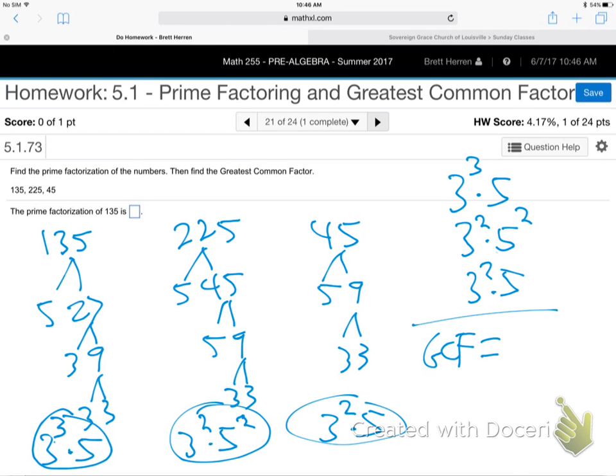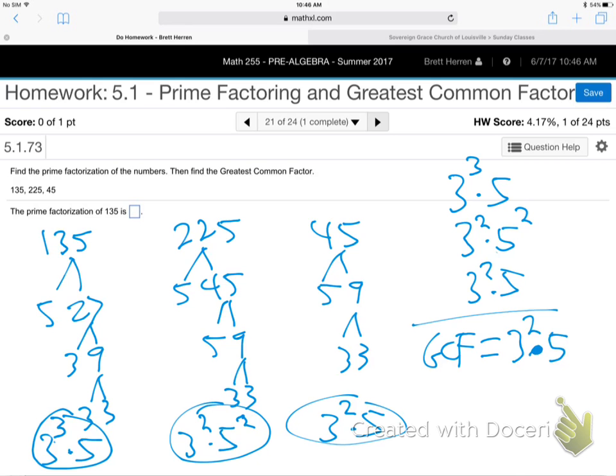What do all three have? 3 cubed, 3... Is it true that they all have 3 threes? No. Is it true that they all have 2 threes? Yes. So that's the greatest amount they have in common, 2 threes. Is it true that they all have 1 five? Is it true that they all have 2 fives? No.